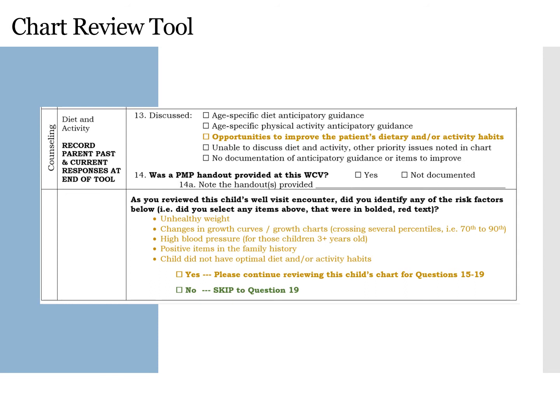Those risks are considered an unhealthy weight, be it underweight, overweight, or obesity status. If they had different trends or changes in their growth curve or trajectory where they crossed several percentiles and indicated a pattern or a trending in a growth area. A high blood pressure for those kids over the age of 3, any positive indications in their obesity-centric family history, or if you felt that the child did not have any optimal diet and or activity habits. Any of those elements would be an indication that you would move forward to the chart review of questions 15 through 19. If they didn't have any of those items, you would skip ahead.